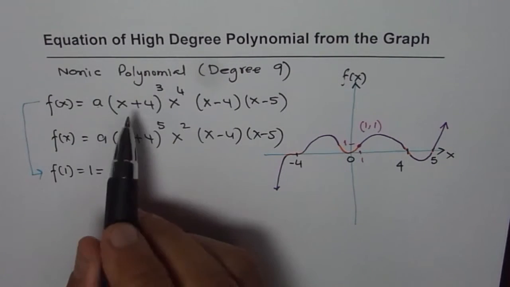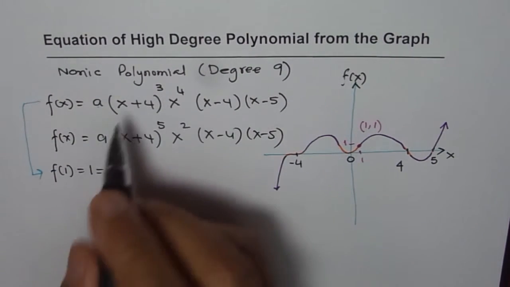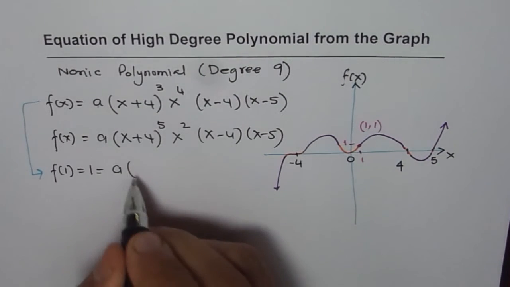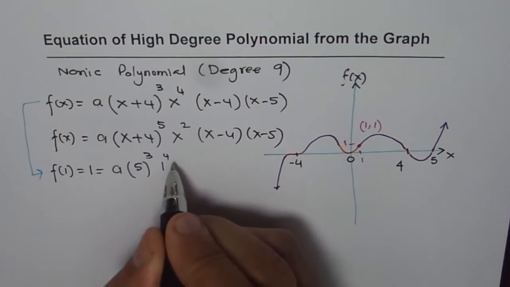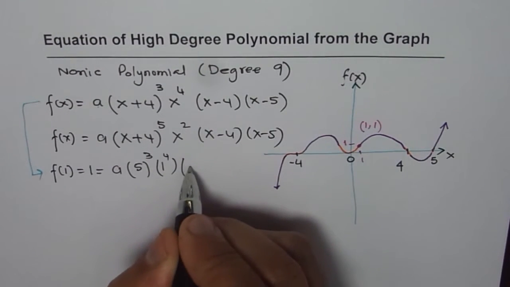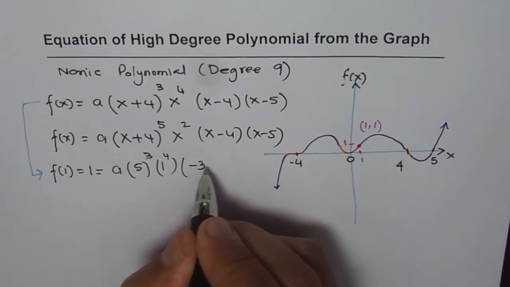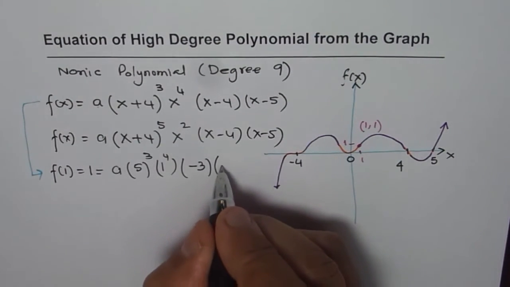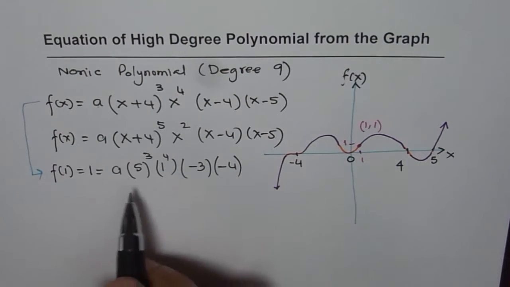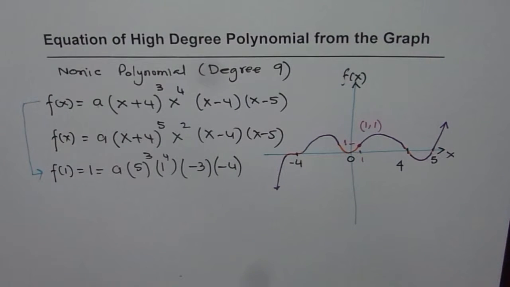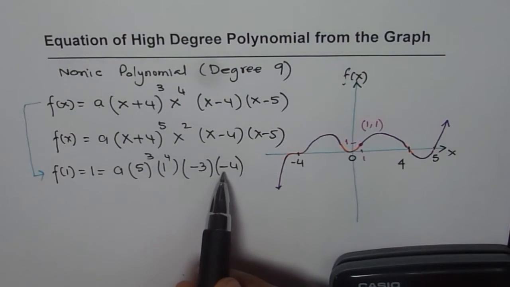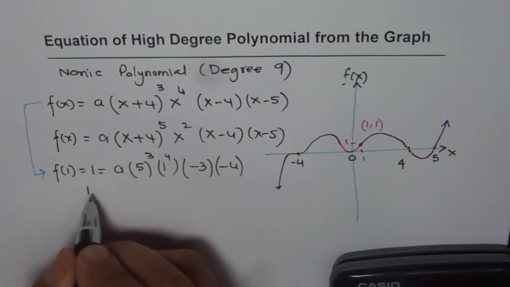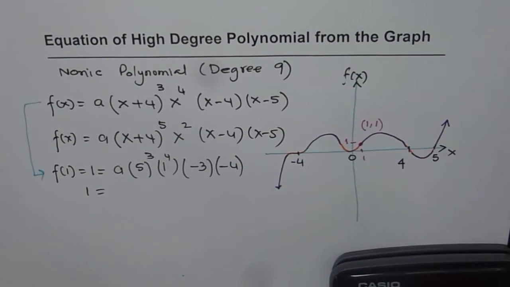Now, if x is 1, then a times (1 + 4) is 5, so we get 5 cubed, and then we have 1 to the power of 4, and then we have 1 minus 4, which is minus 3, and 1 minus 5, which is minus 4, right? Now you can use the calculator and find the value of a. These two negatives will get multiplied and you'll get positive values. So we get 1 equals 5 cubed, which is 125.